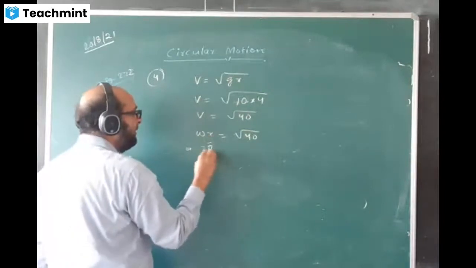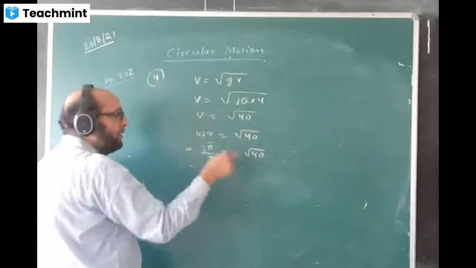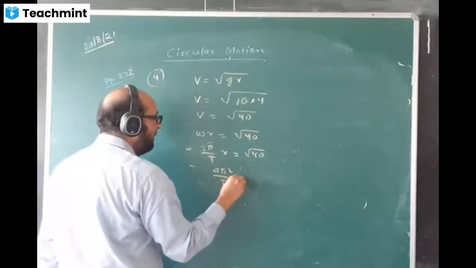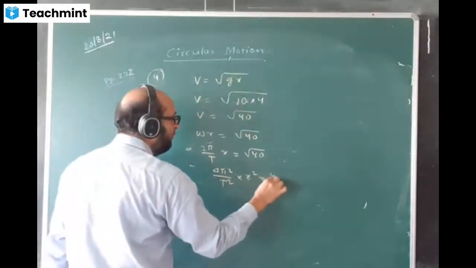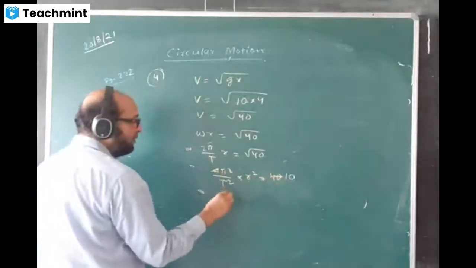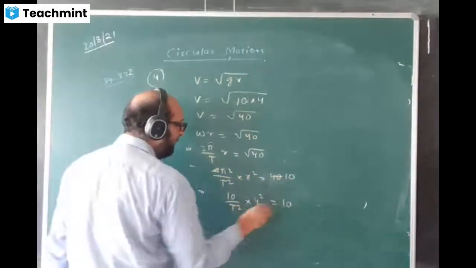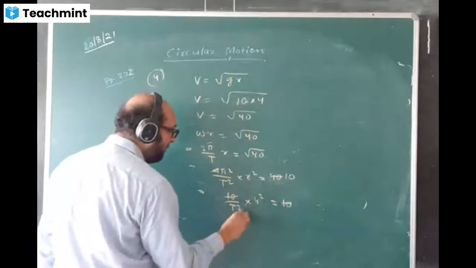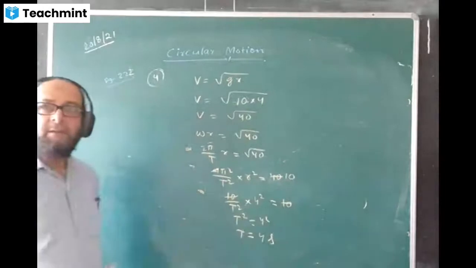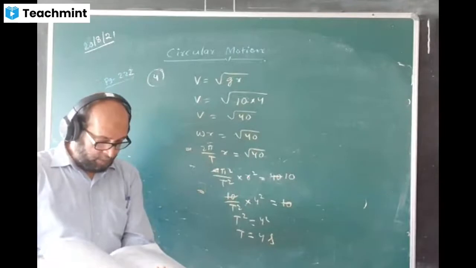Omega value is 2 pi by T. R is equal to root 40. What we'll do, we'll square both the sides. It becomes easier. Squaring both the sides becomes 4 pi square by T square into R square is equal to 40. Let us cancel 4, 10 will go. Pi square approximate value is 10. So that's 10 by T square. Radius is given 4. So 4 square is equal to 10. This and this will go. So T square is coming 4 square. Therefore T is 4 seconds. That's the answer. You choose option 4 seconds, option D.